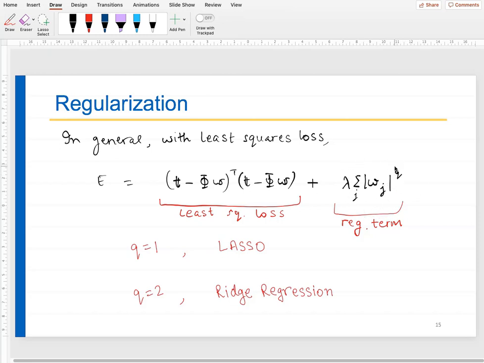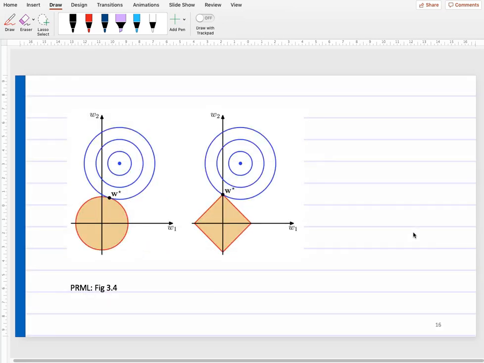If I use Q equal to 1 here, which means I'm minimizing just the L1 norm of the weights, then it is called lasso. But if I minimize the squared term, W square, then it is called ridge regression. Okay, so this is a nice figure to explain the thing.